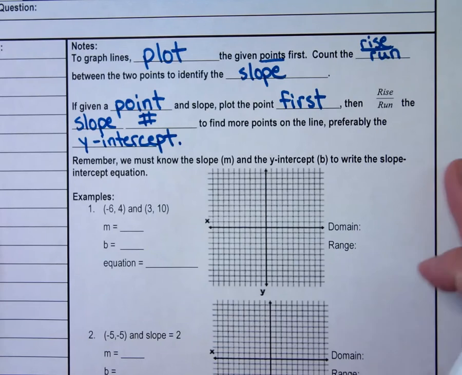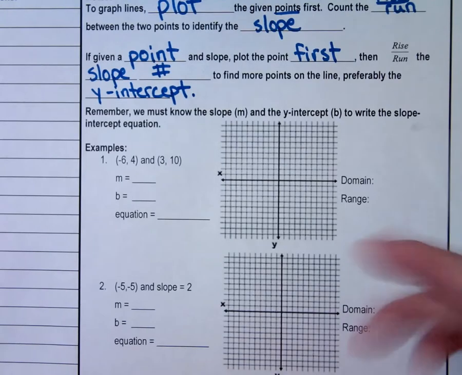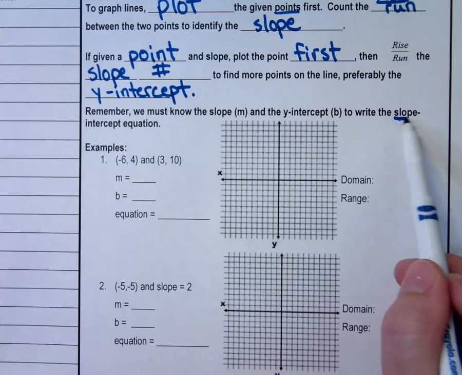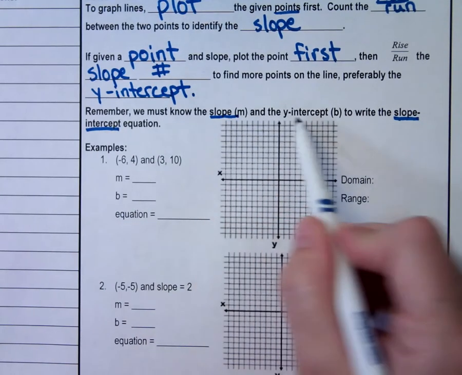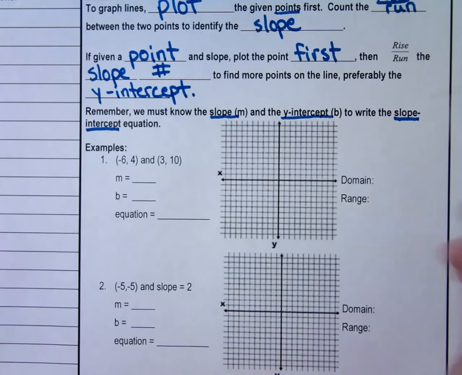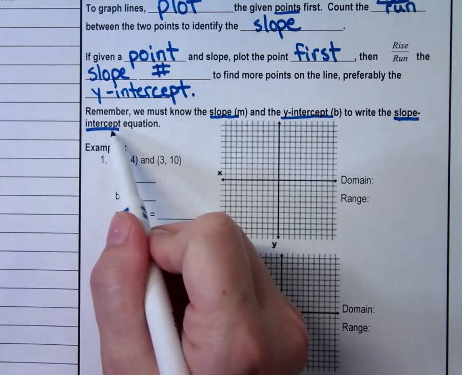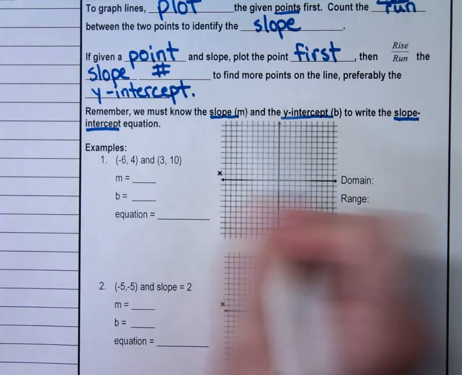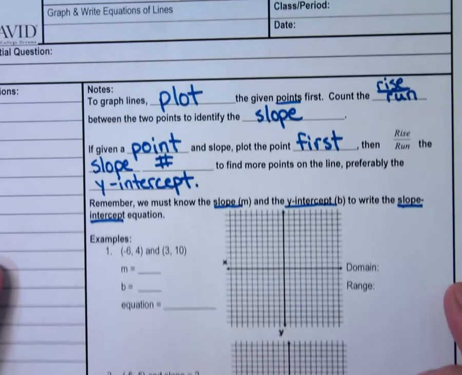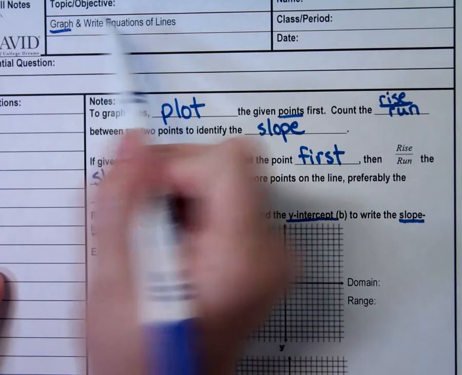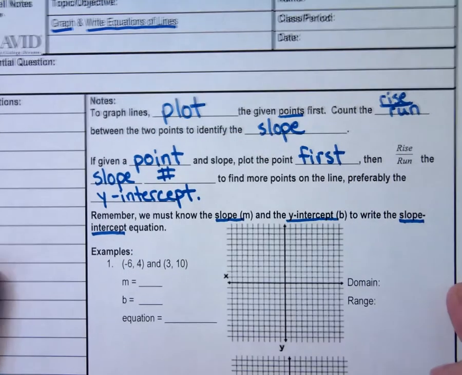So the main reason why we want to find the y-intercept is because if we want to write an equation in slope-intercept form, we have to know the slope and we have to know the y-intercept. Just like the name says, slope-intercept. So as long as I know the slope and the y-intercept, I'll be able to write the equation, which is part of what we're doing today. So we do want to graph the lines, but we also want to write their equations.